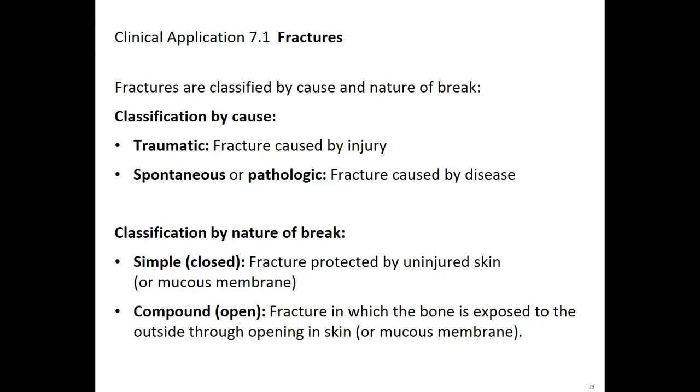It's usually covered by either uninjured skin or uninjured mucous membranes, as opposed to an open or compound fracture in which the bone is exposed to the outside through a break in the skin or the mucous membrane. So when someone has that severe type of break and you can actually see the bone, that is a compound or open fracture.